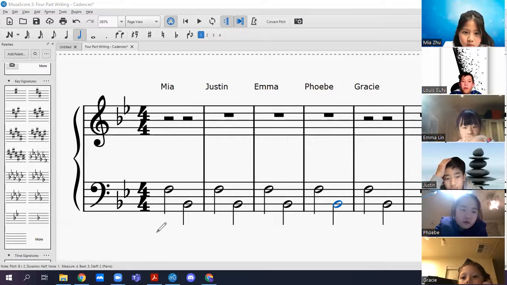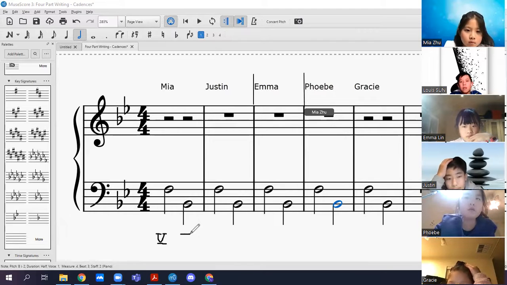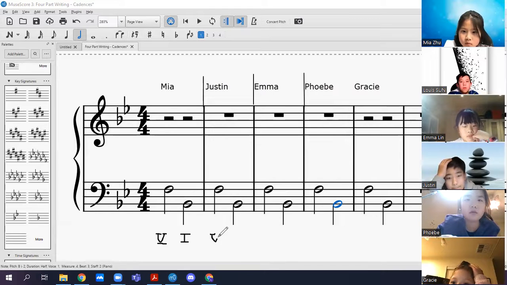And I should have mentioned that chord markings are always in Roman numerals. I'm sure all of you have learnt Roman numerals, right?